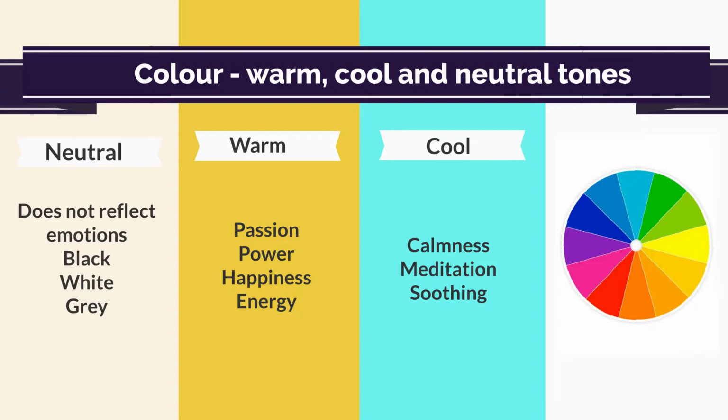Cool colours. These colours are located on the other side of the colour wheel, indicating green, blue and purple. Cool colours are said to reflect calmness, meditation and soothing impressions. Neutral colours. These are said not to reflect any particular emotion. The colours include grey, brown, white and black.